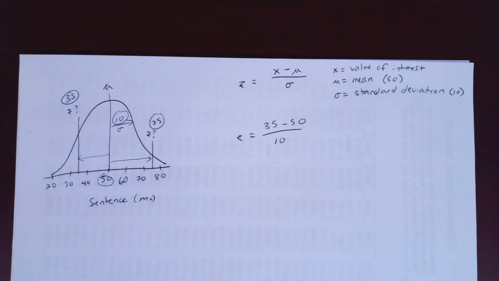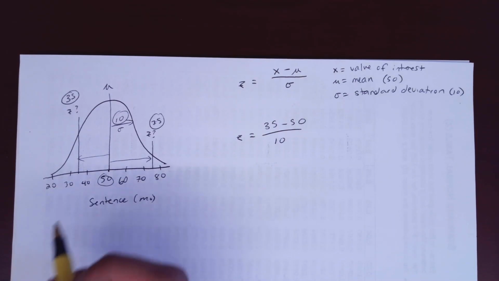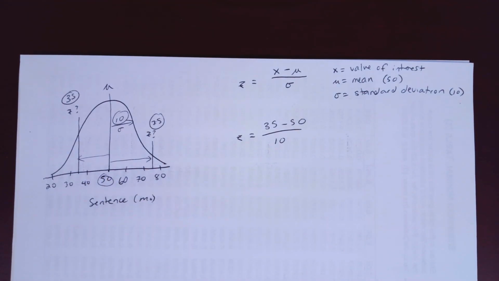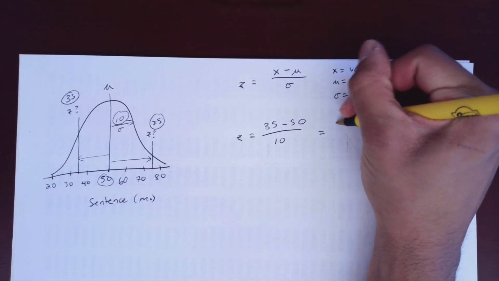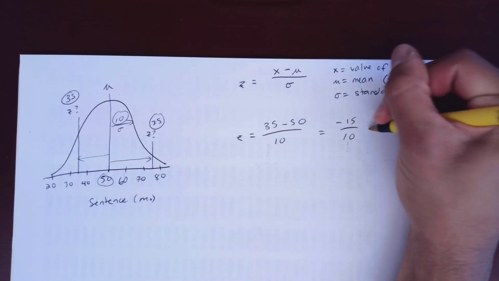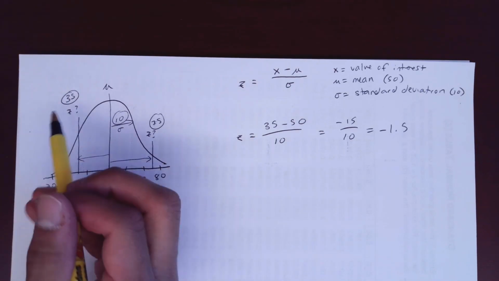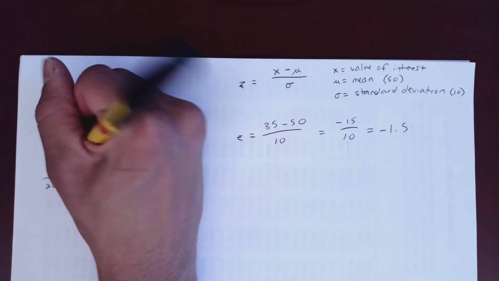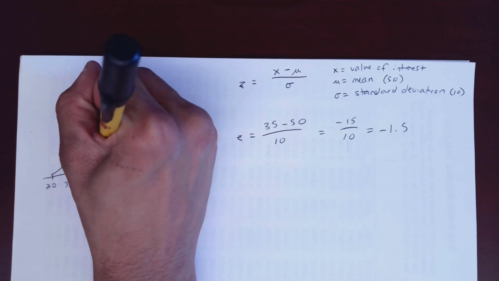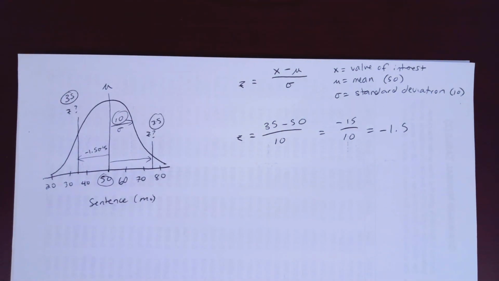So again, these z-scores are going to be standardized units. So they'll be counted in the same units each time you calculate them. And they'll describe the distance that we are away from the mean, counting in standard deviations. So if we subtract this, we end up with negative 15 over 10, which comes out to negative 1.5. And that tells us that our score of 35 is exactly negative 1.5 standard deviations away from the mean in a negative direction. And this should make some sense in looking at the graph as well.